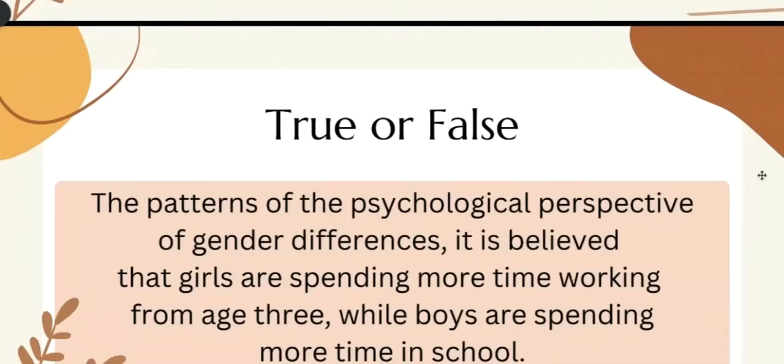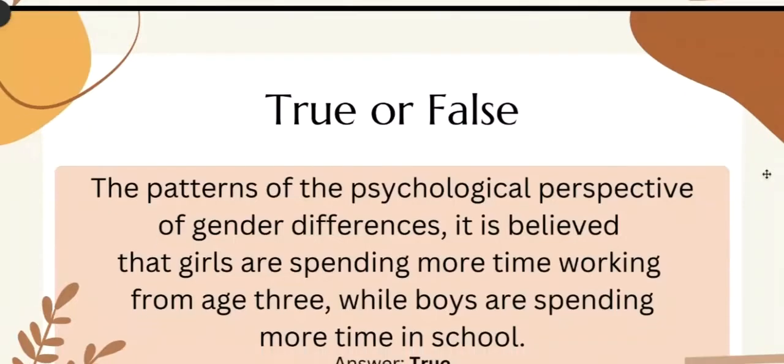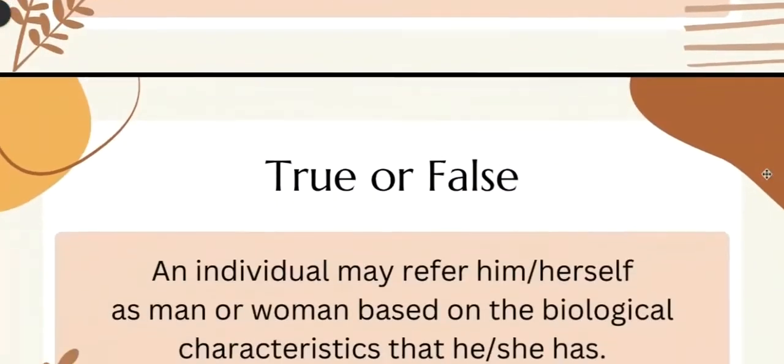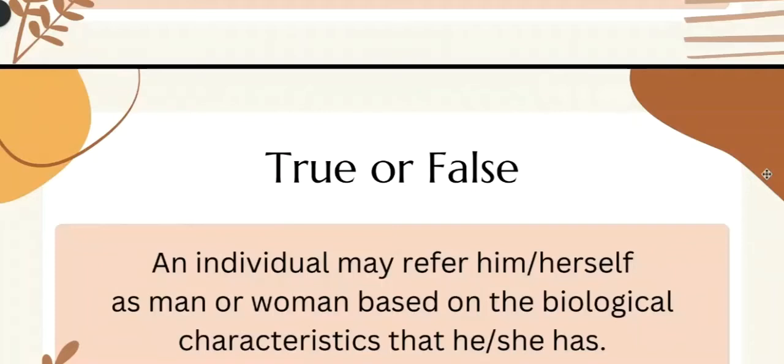So the next one is about the patterns of the psychological perspective on gender differences. It is believed that girls spend more time working from age 3, while boys spend more time in school. Do you think this is the psychological perspective that some of us really believe, that there are gender differences between girls and boys? So what is your guess here? The answer is really obvious: our guess is true.